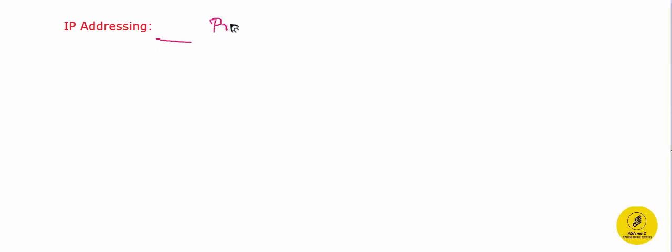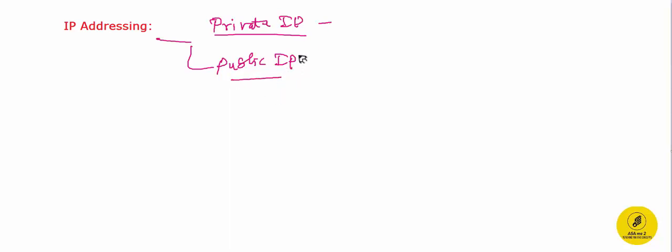There are two types of IP addresses. One is private IP, and then we have public IP. As the name says, private IPs are meant to be kept private, and public IPs can be used publicly, which means private IPs can be used internally in a lab environment or in an office environment, but public IPs can be used in a public infrastructure.